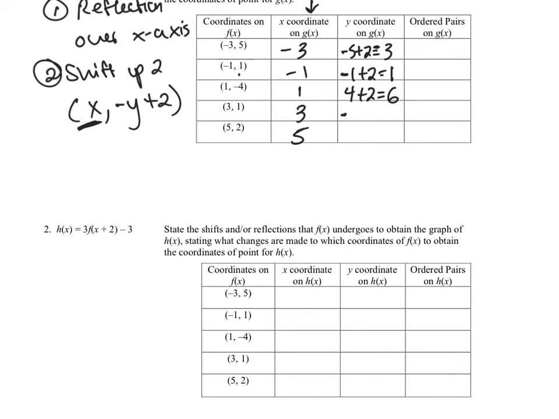y is positive 1, so that is negative 1 plus 2. Negative 1 plus 2 is 1. And then last one for the y values, we have negative 2, adding 2 to it, and we get 0, okay? So now we have found the ordered pairs for the g of x function, okay? So we could write them as negative 3, negative 3; negative 1, 1; 1, 6; 3, 1; and 5, 0.